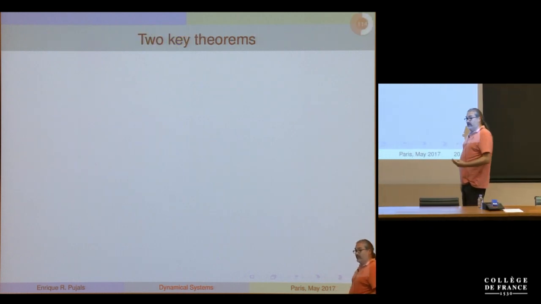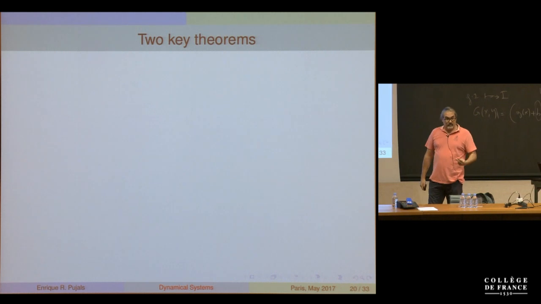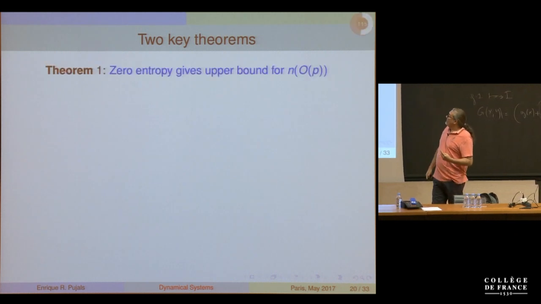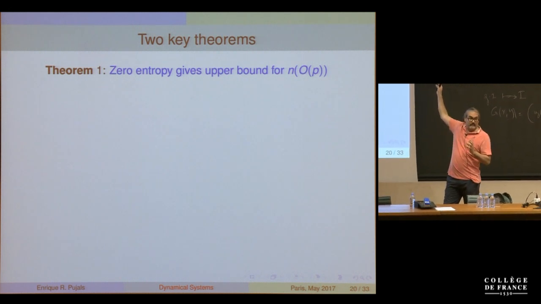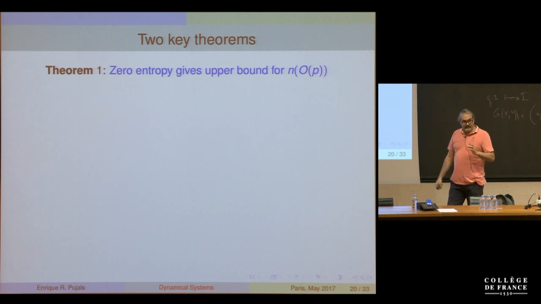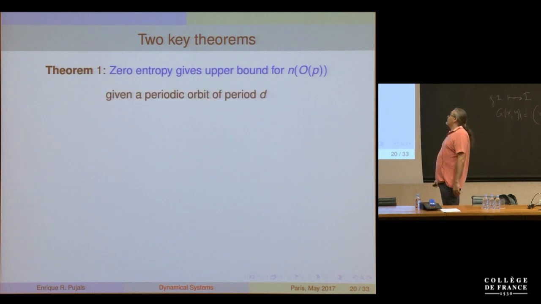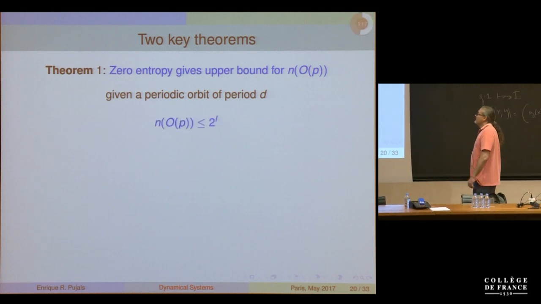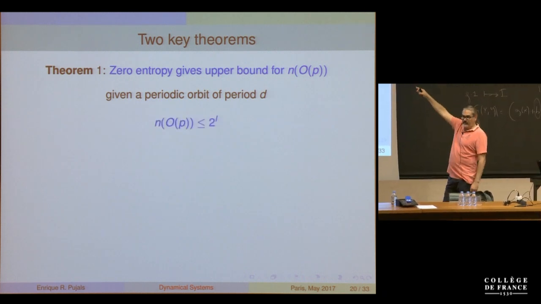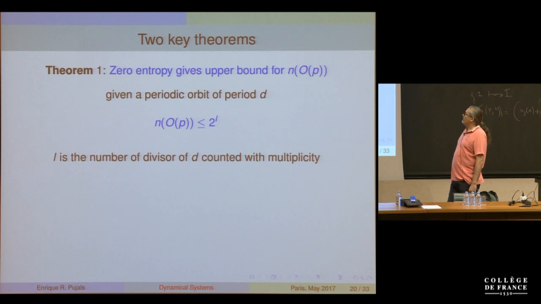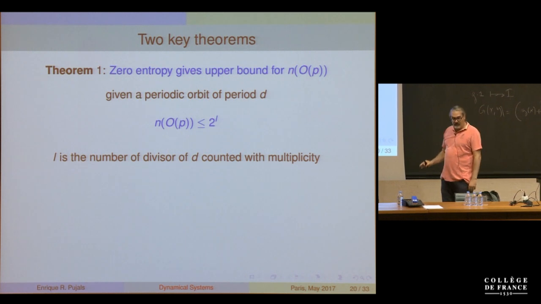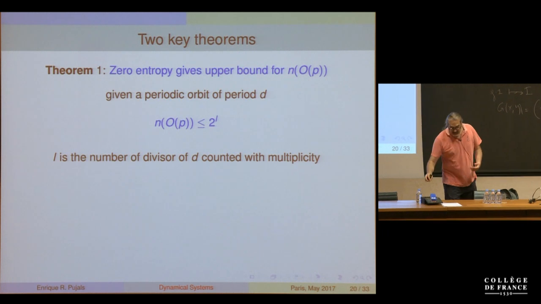So what are the 2 key theorems that prove the conjecture? One is related to zero entropy, how zero entropy gives an upper bound on this number. This is the first result. Given any orbit, we are going to bound this number. If you have zero entropy and a periodic orbit of period D, the maximum totally ordered subsequence is smaller than or equal to 2 to the L, where L is the number of divisors of D counted with multiplicity.